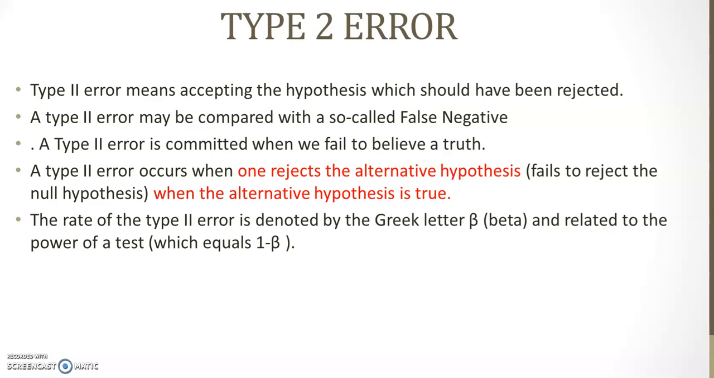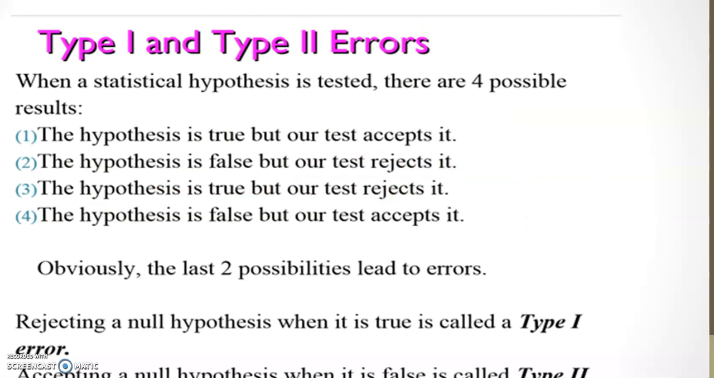So the researcher should be very careful before accepting or rejecting the null hypothesis. When the researcher is conducting the research, he may come across two types of error, type 1 error and type 2 error, which we have already discussed. In the process of statistical hypothesis testing, there are 4 possible results. First, the hypothesis is true, and our test accepts it. Second, the hypothesis is false, and our test rejects it. These two are correct decisions.